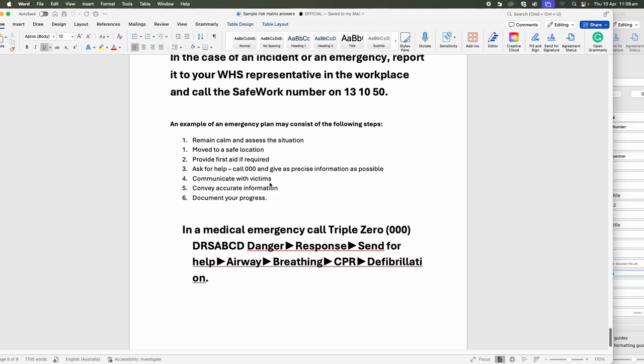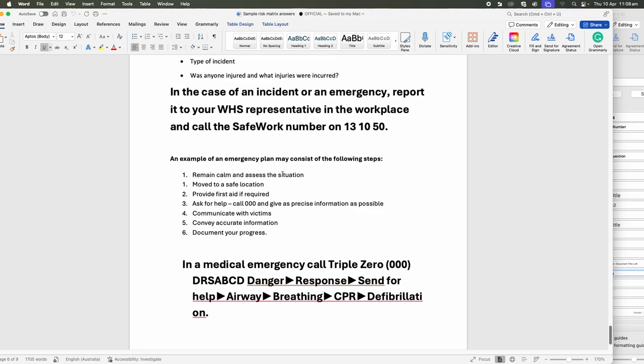Communicate, you try to see if they're conscious and can talk to you. You try to give accurate information to the 000 caller, and then probably afterwards you're going to document the whole thing, say what's happened.